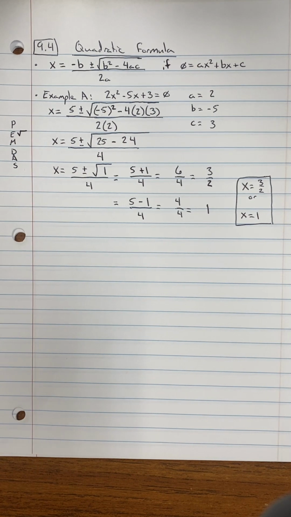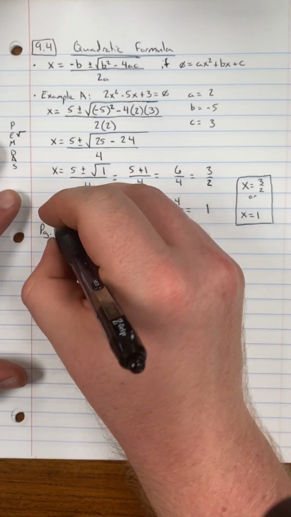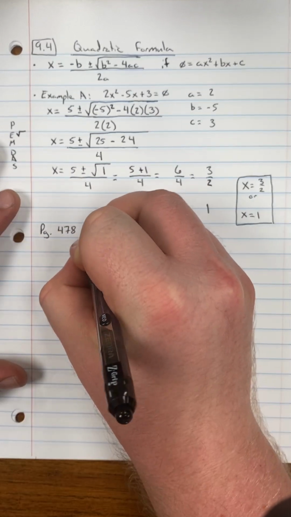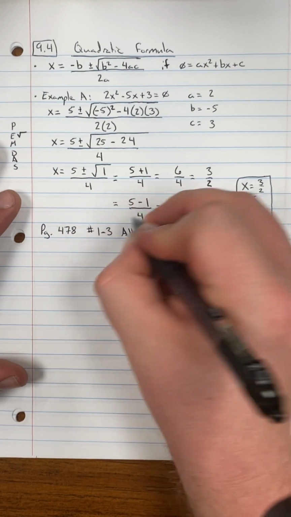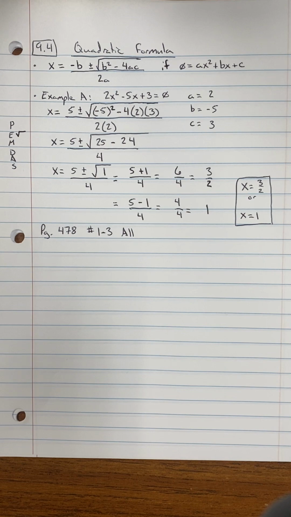I'm going to give you a couple problems to do yourself. And so while you're working on those, once you're done, you can come back and get the answers. So here are the problems. Page 478, numbers 1 through 3, all. Okay? So go ahead and do those, and then we'll come back and you can see what answers we got.